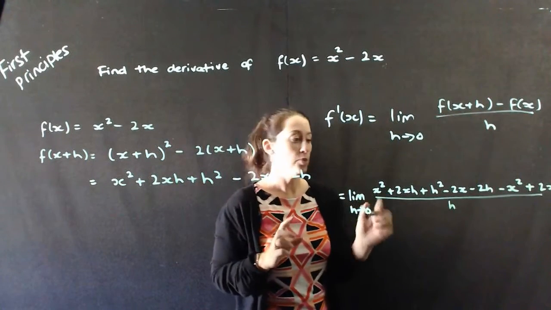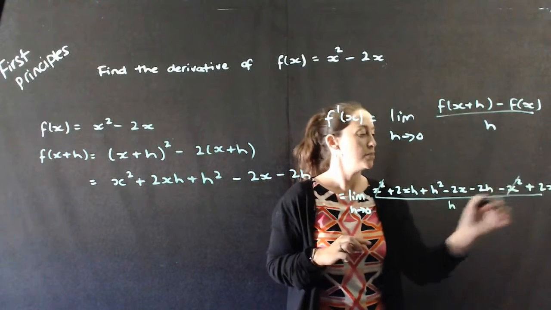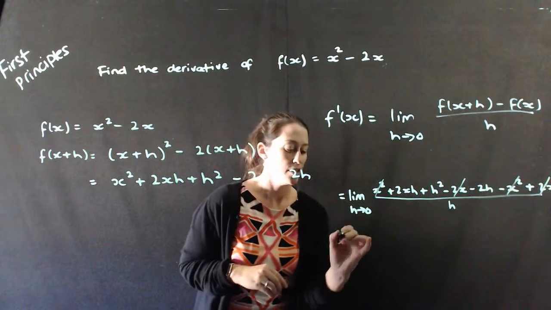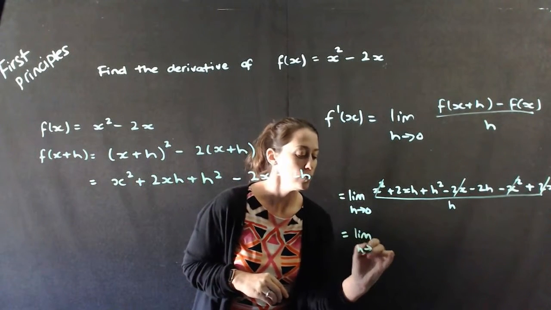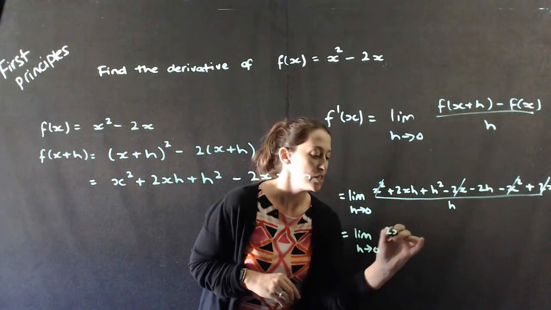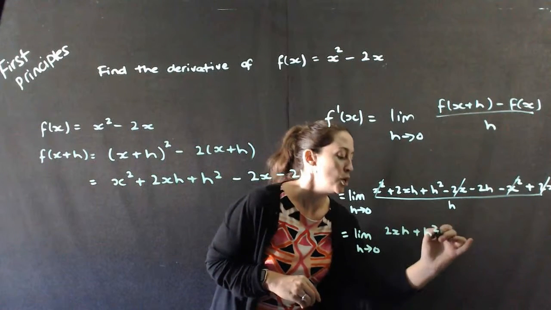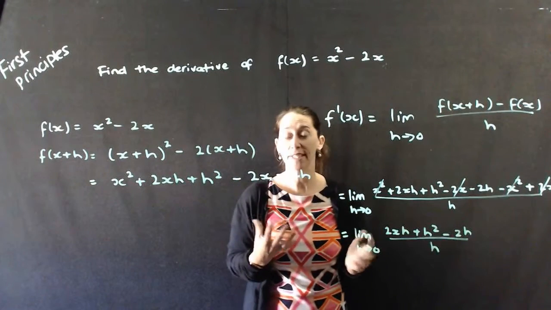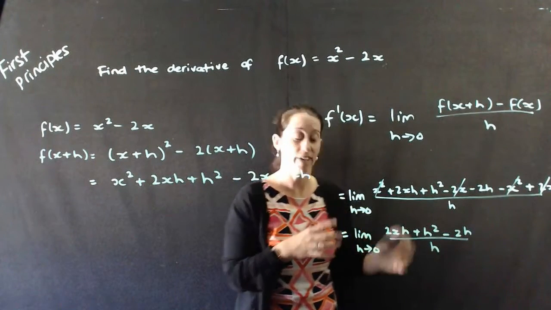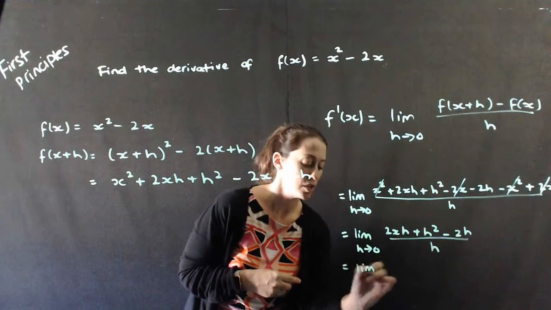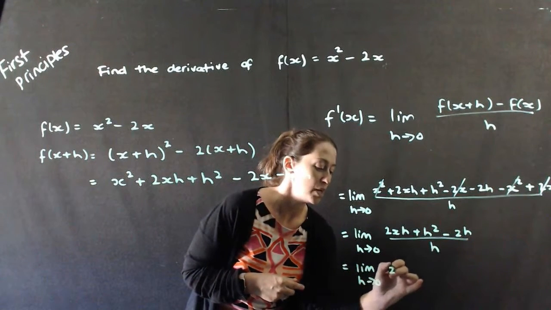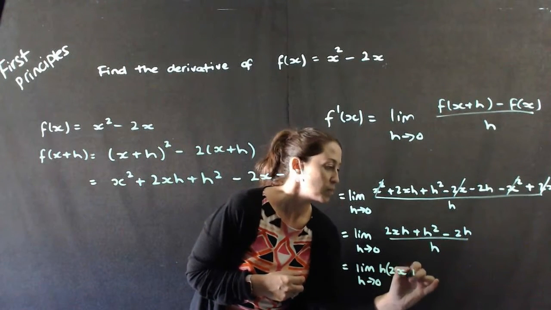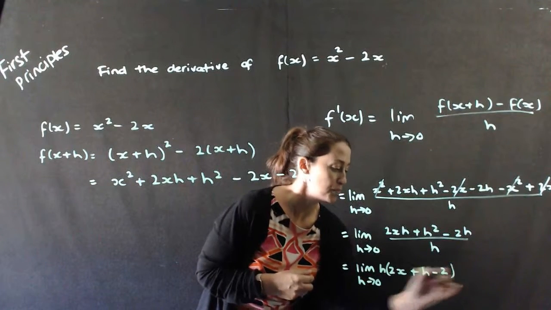Now let's simplify the numerator. We've got an x squared and a minus x squared, and we've got a minus 2x and a plus 2x. So let's see what we're left with. We're left with 2xh plus h squared minus 2h, all divided by h. Now you'll notice the numerator all has a common factor of h. So I'm going to pull that out. And if I pull that out, I get h times 2x plus h minus 2, all divided by h.